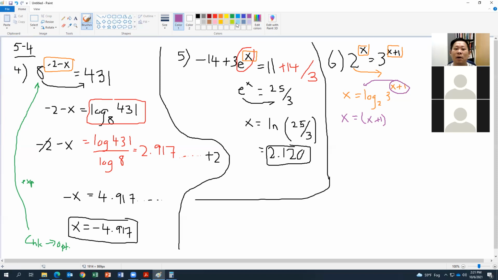And then the log base 2 of 3, we can use the change of base. Can someone tell me what is the change of base of this? Log base 2 of 3, like what we just did in this case. Anyone? What's the change of base? Log 3 over log 2. Very good. So use your calculator to figure out what is log 3 over log 2.